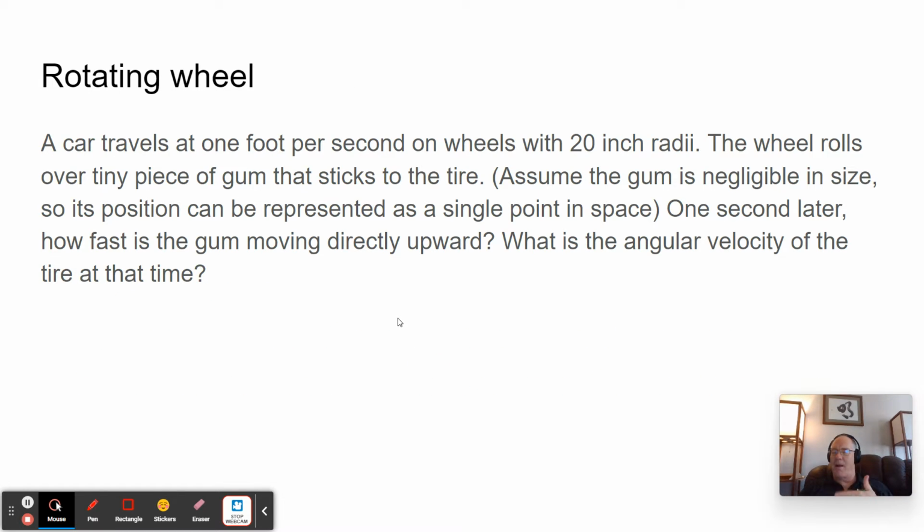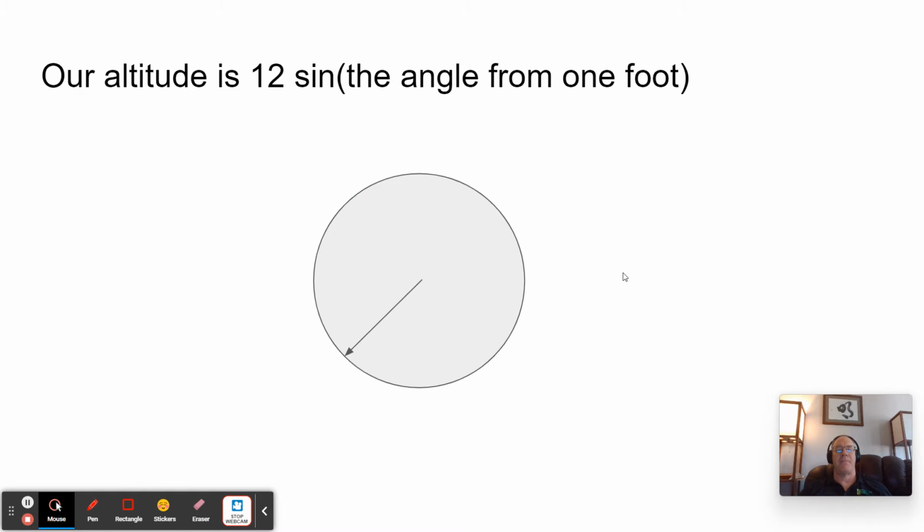So here's a word problem where there's a relationship. A car travels at 1 foot per second on wheels that have 20-inch radii. The wheel rolls over a tiny piece of gum that sticks to the tire. We're just trying to visualize something starting at the bottom of the wheel and then rotating up a certain distance. After 1 second, how fast is the gum moving up? Also, what is the angular velocity of the tire at that time?